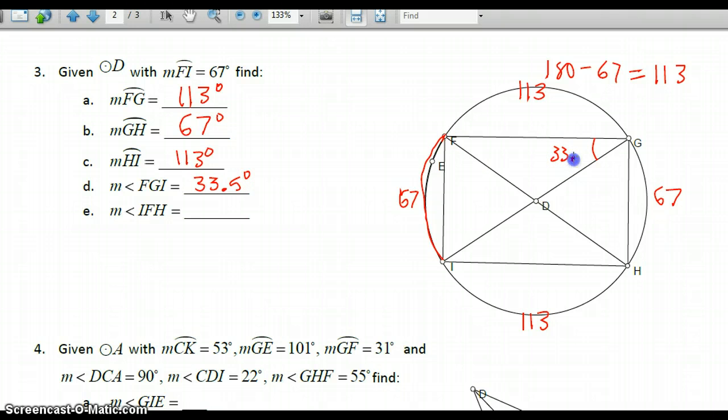33 and a half. And angle IFH, I to F to H, intercepts this 113 degree arc down here. Half of 113 is 56 and a half. Great, this is half of the arc it intercepts. Great.